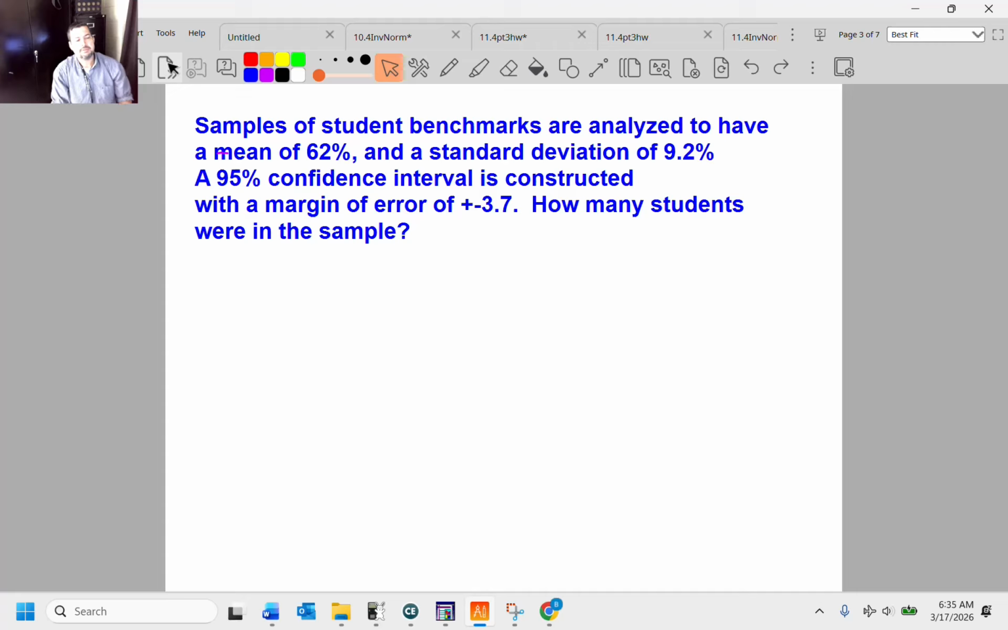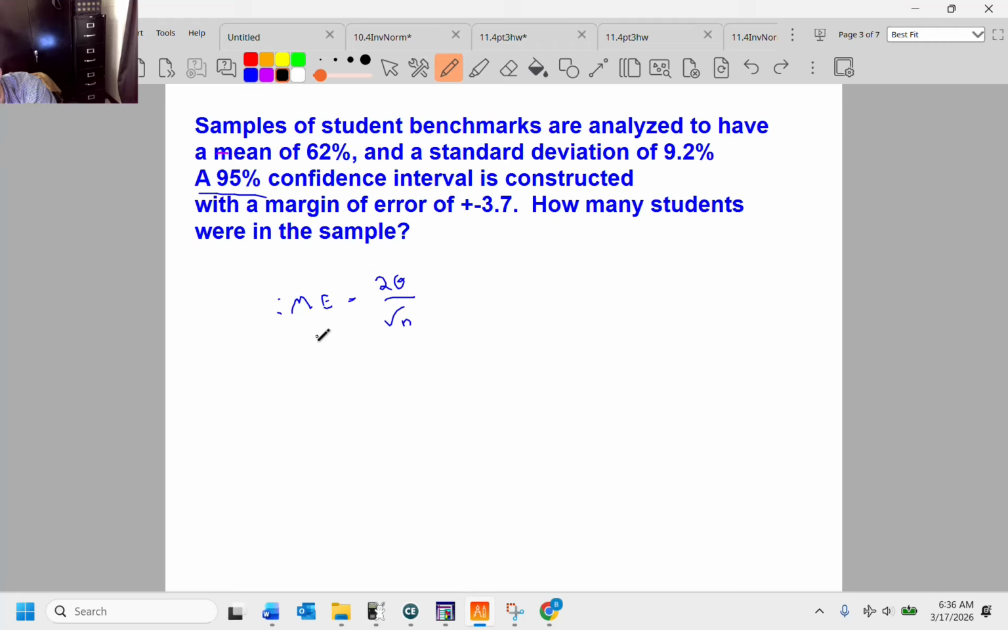Samples of students' benchmark are analyzed to have a mean of 62%, a standard deviation of 9.2%. A 95% confidence interval is constructed with a margin of error of plus or minus 3.7. How many students were in the sample? Now, it's a 95% confidence interval, so the margin of error is simply 2 sigma over square root of n. Of course, we have the plus or minus, but that's not a big deal. We're just going to use 3.7.